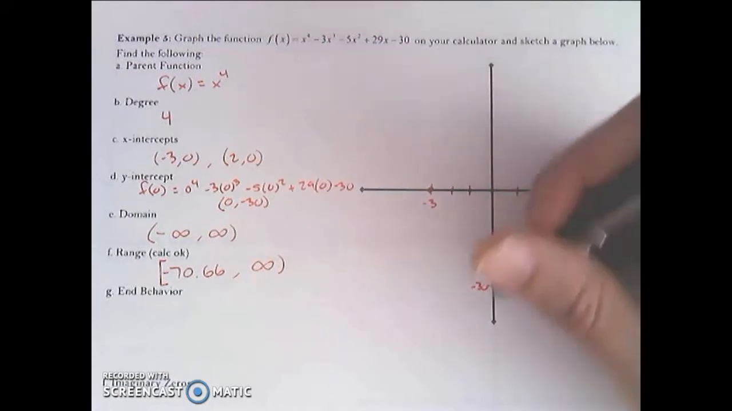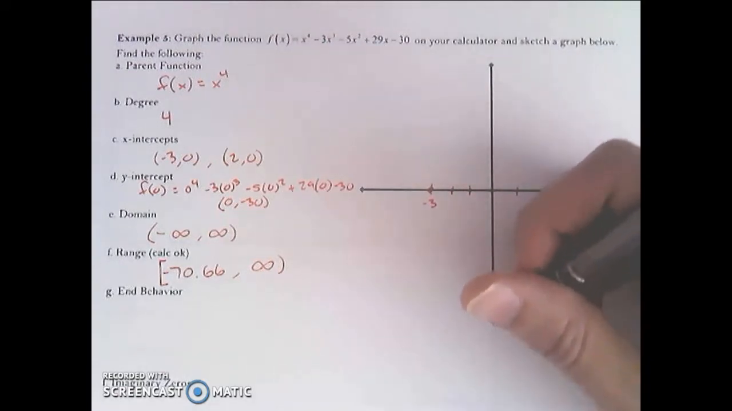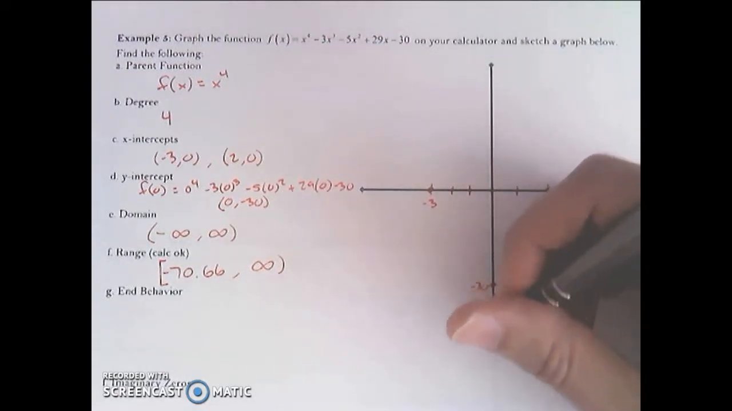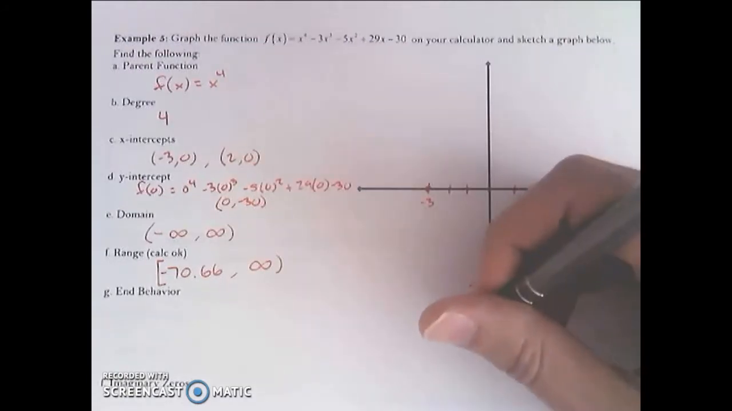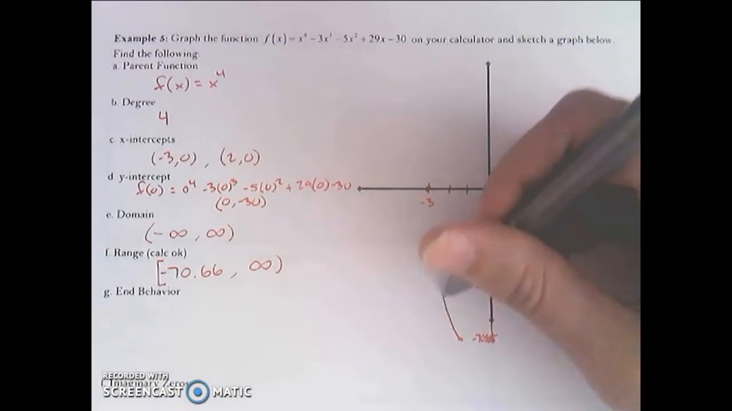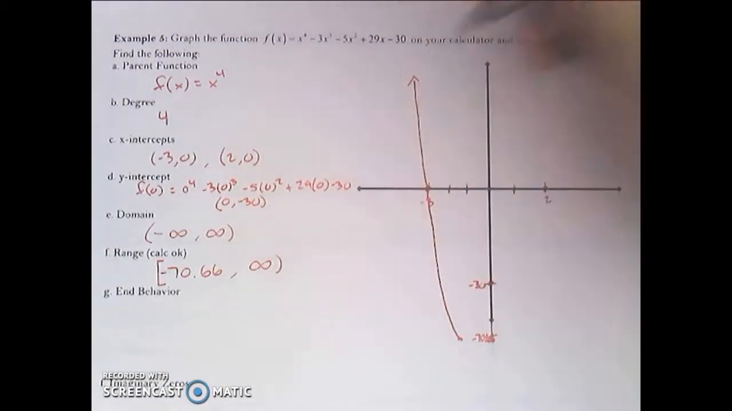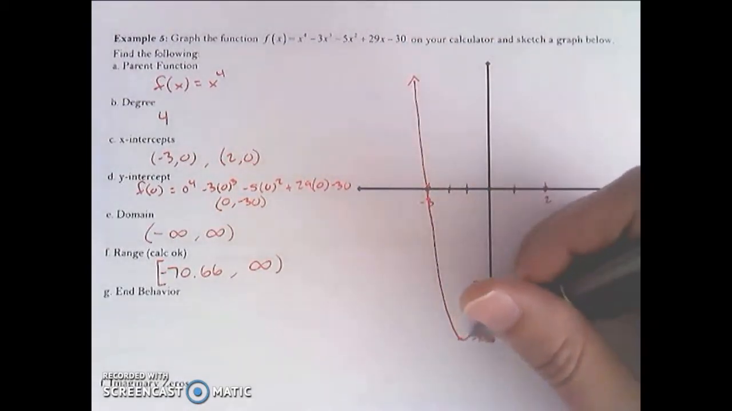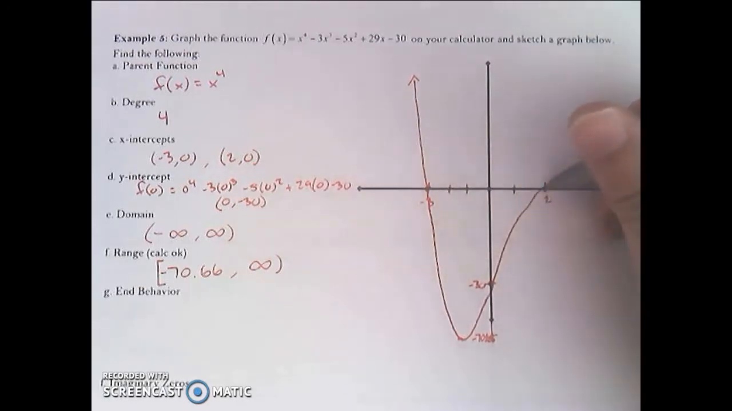So sketching that, this would go all the way down to like negative 70.66. That's right about here. We can sketch the graph. It comes up, and this curves upward, and we get this behavior here.